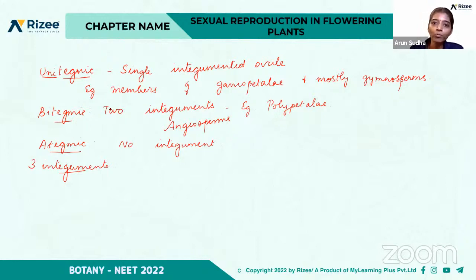And there are types of ovules which are based on the nucellus that is present. Nucellus is a part which is present inside the integument and outside the embryo sac. So based on the type of nucellus that is present, it is called tenuinucellate. Here the nucellus is less developed.